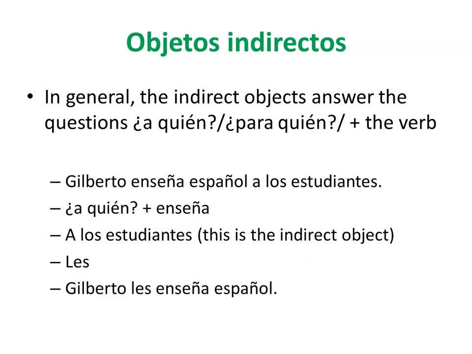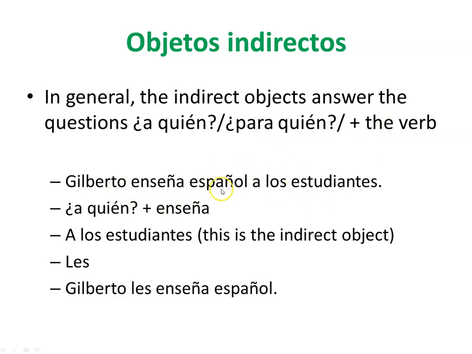So, en general, the objetos indirectos are going to answer the questions. We can have two questions here. ¿A quién o para quién? Okay? So here, something that is very interesting is that we can have explicitly in the sentence the prepositions a or para, okay, and then the verb. So let's see an example.